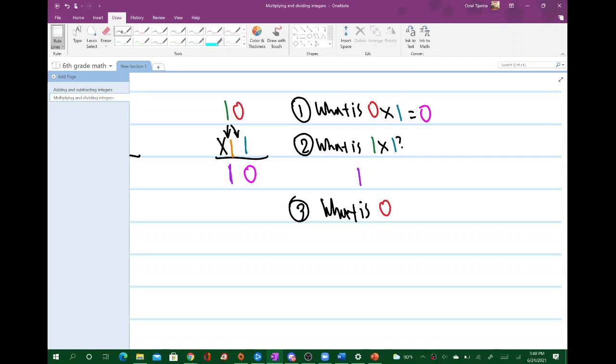0 times 1, right? What is, so once you do these two, you can take out the little arrows, and you can do this one. What is 0 times 1? That's 0, right?